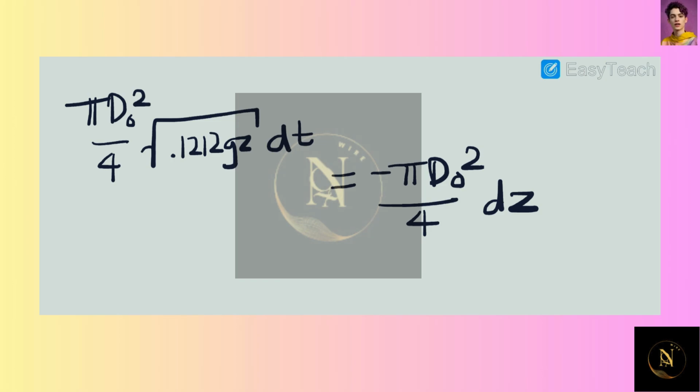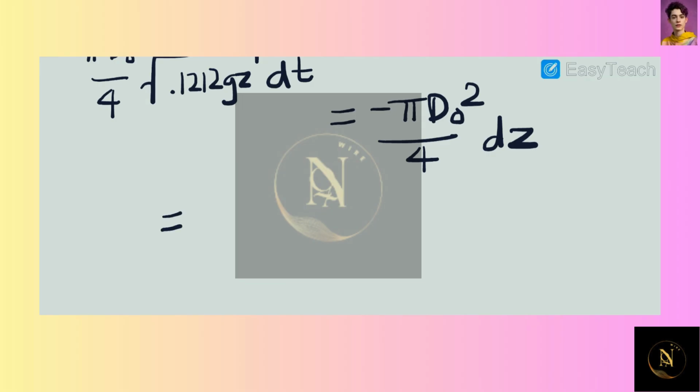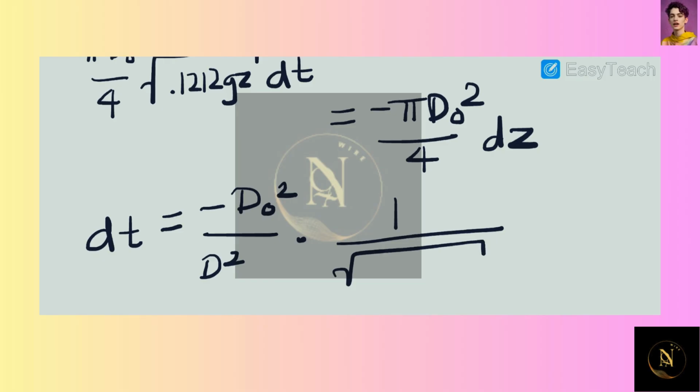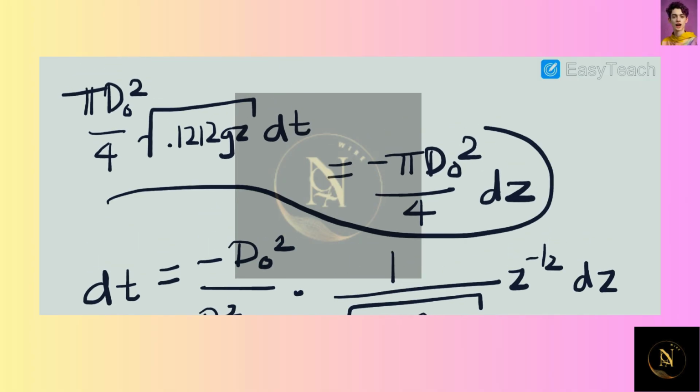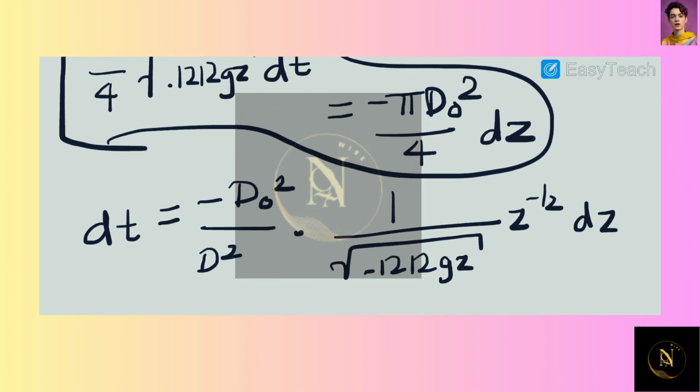By simplifying this, we see that dt is equal to negative d0 squared over d squared times 1 over the square root of 0.1212 g, times z to the negative 1/2 dz. We got this by manipulating the terms shown here. Now we have dt in terms of dz, so we can integrate both sides to solve for the time it takes to empty the tank.